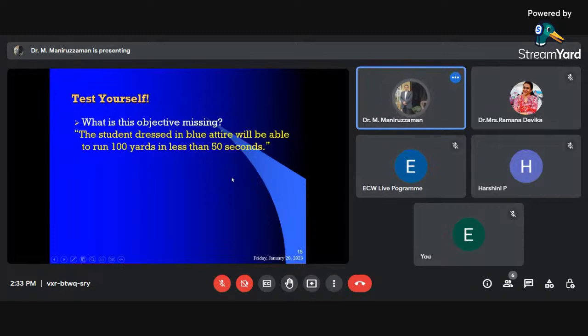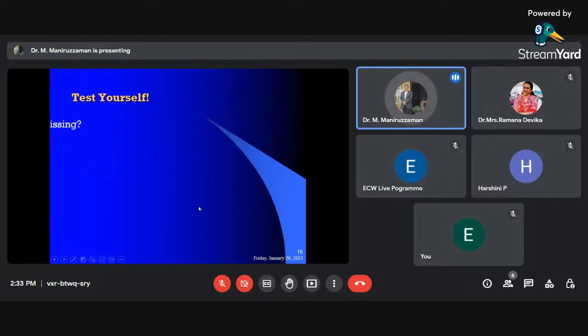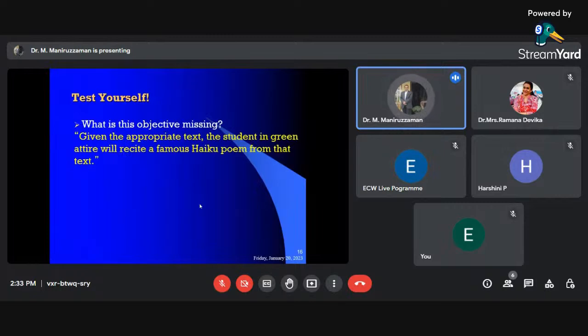Another one, another objective. Given the appropriate text, the student in green will recite a famous haiku poem from that text. What's missing here? You see, the degree is missing. How must the student recite it, flawlessly, with expression? Leaving this component out makes it very difficult to assess student performance.